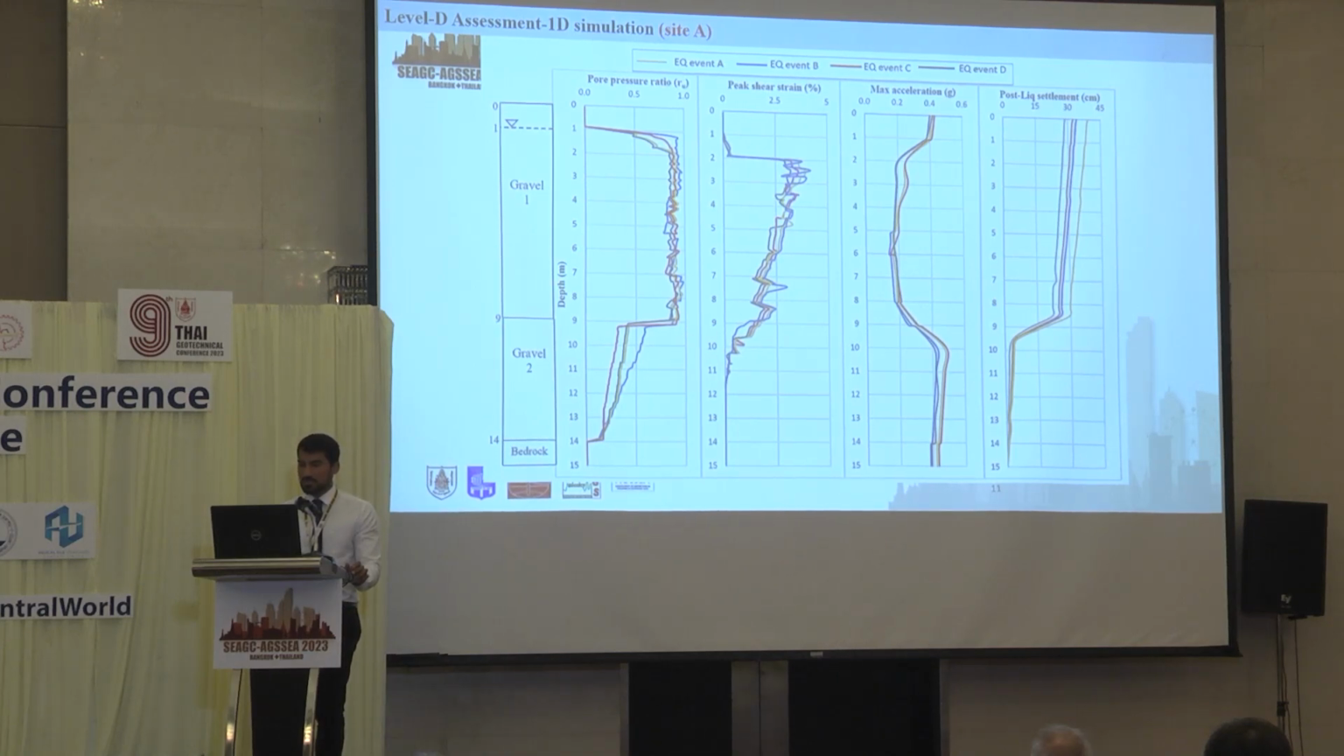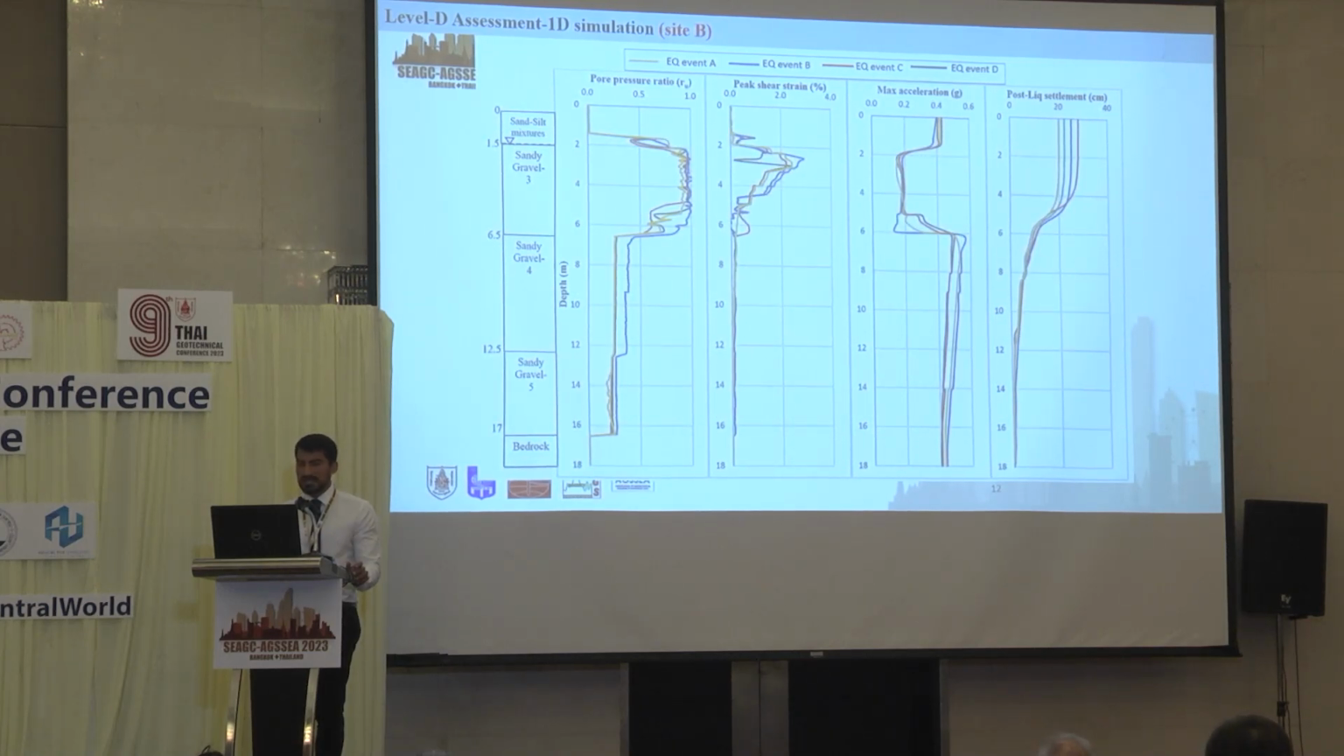And the maximum acceleration graph is also showing a variation in this region, mainly in this layer. And the post-liquefaction settlements were calculated using a third phase in the PLAXIS software, which is the dynamic consolidation phase, to see what happened when the dynamic loads are applied, and what the settlement value is. So this is approximately ranging between 30 to 35 centimeters.